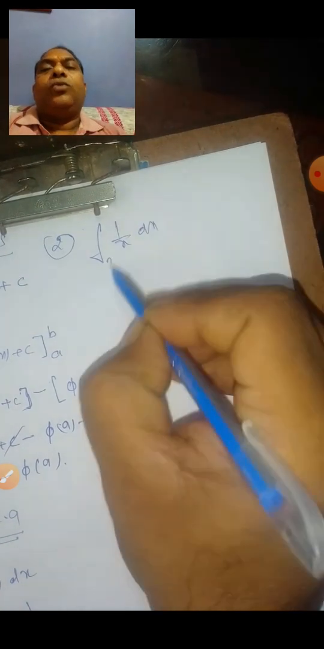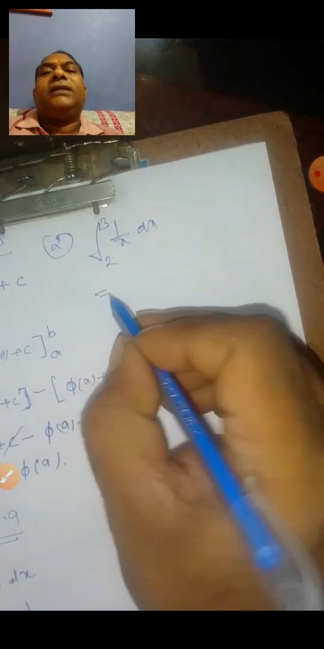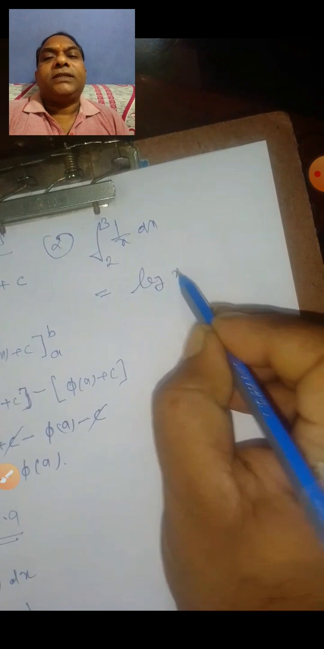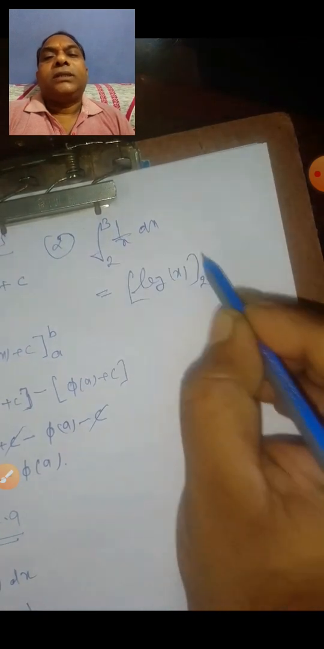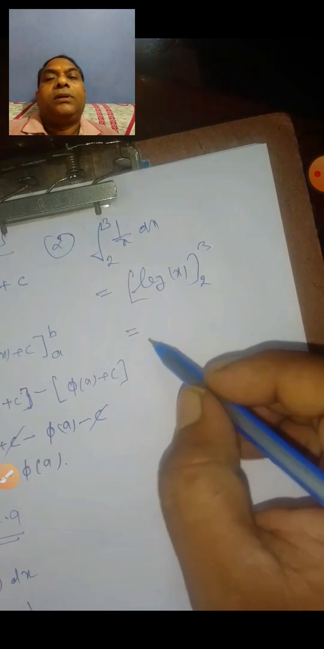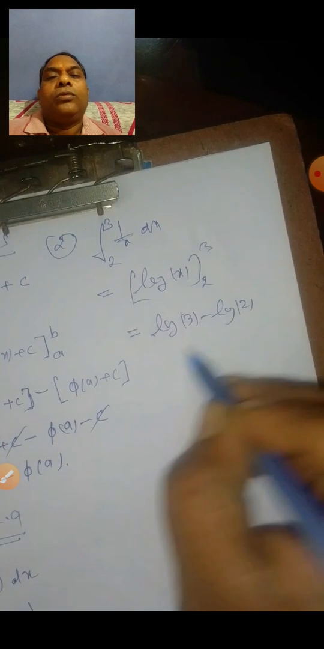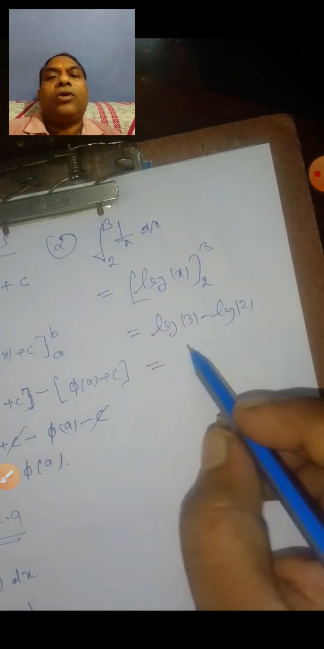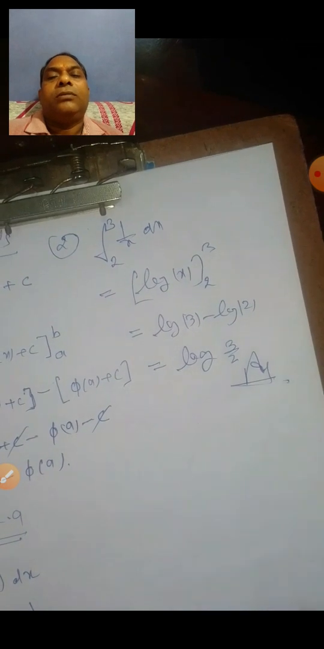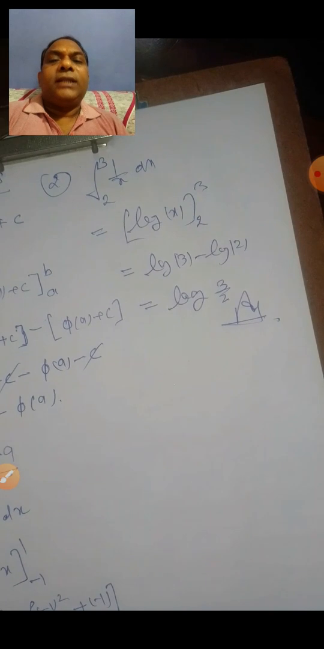Question number 2. Integration 2 to 3 of 1 by x dx. We know that integration of 1 by x is log x. So log x from 2 to 3. So apply the limit. Firstly upper limit log 3 minus log 2. We know that log m minus log n is equal to log m upon n. So this will be log 3 by 2 is the answer. Clear? Now see the next question.